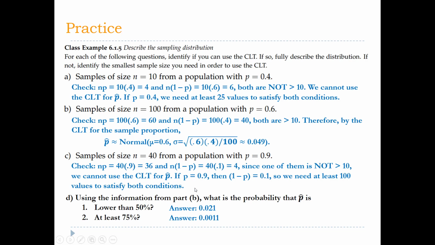In this case, p is 0.9, the probability of success, but the probability of failure is 1 minus p, which is 0.1. Because of this, we need at least 100 values to satisfy both conditions. And from part D, use the information from part B to calculate the probability that p hat will be lower than 50% or at least 75%. So I just use StatKey to do this. So I have the mean, the standard deviation, I got these values. All right, I hope you got all the answers right.